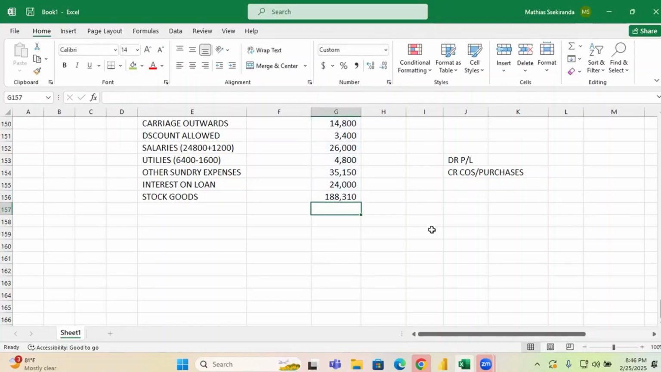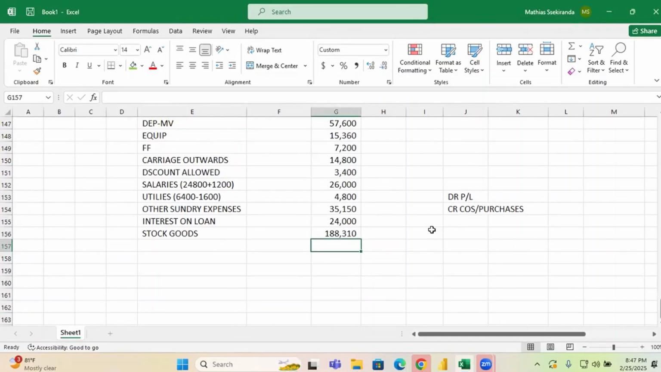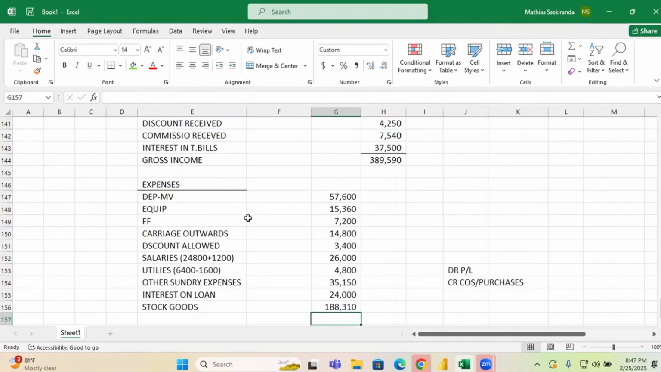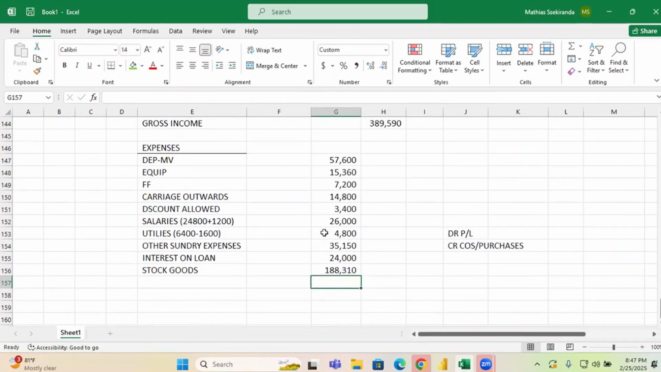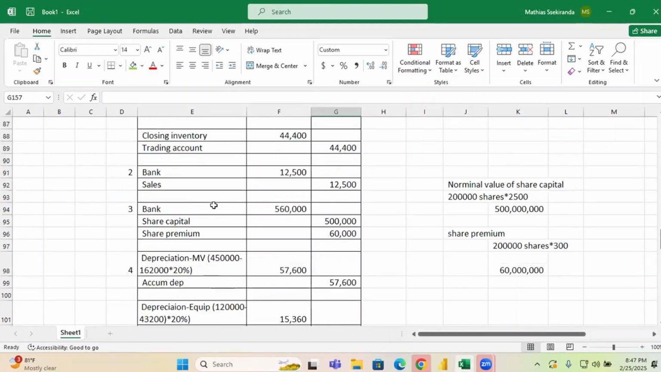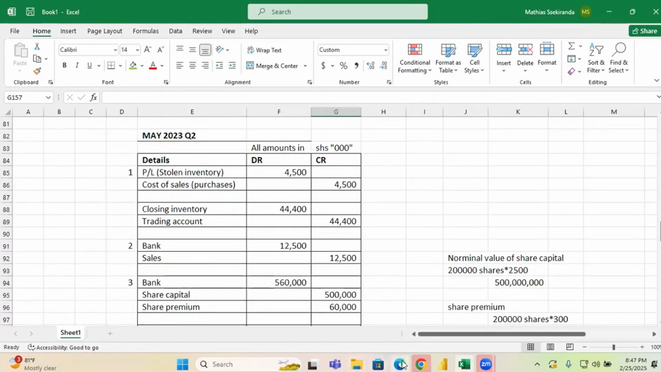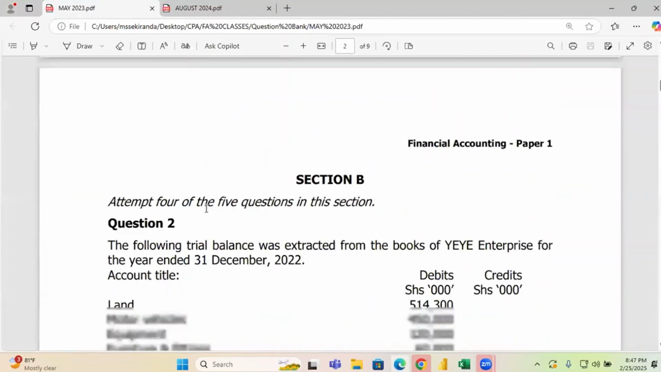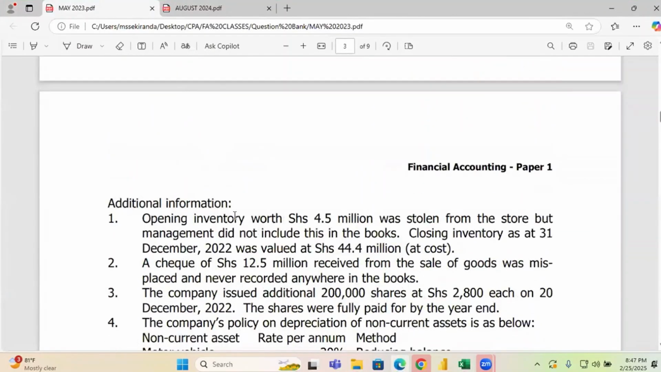During the year, unless I've left out an expense, guys. Look through critically. CPA, how about the stolen goods you captured under cost of sales? What were those? The stolen goods. This is not number one. The examiner told you that opening inventory worth 4.5 was stolen.